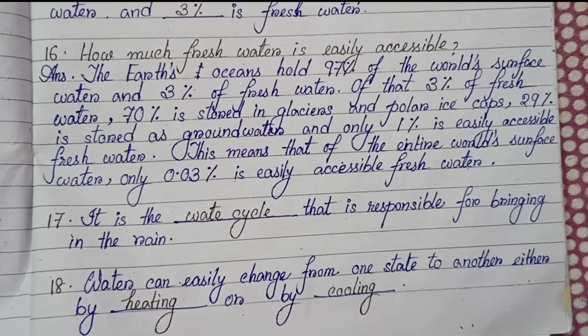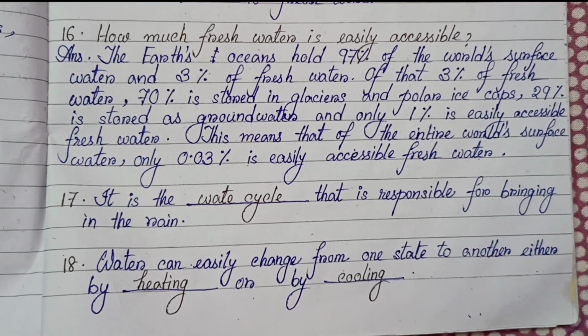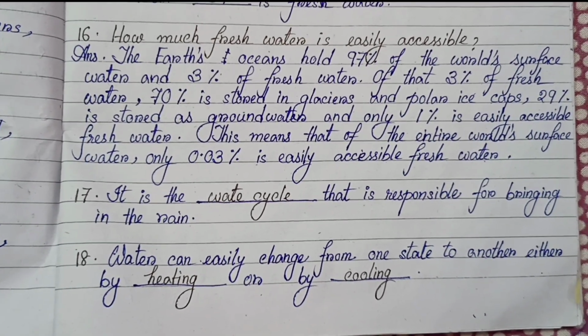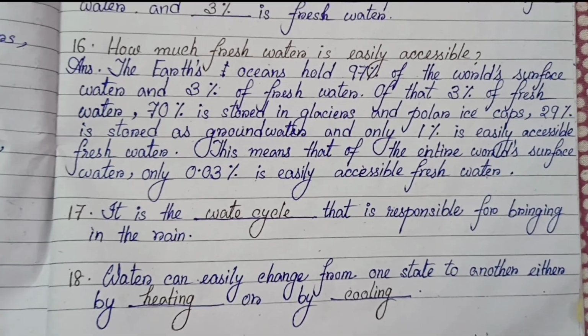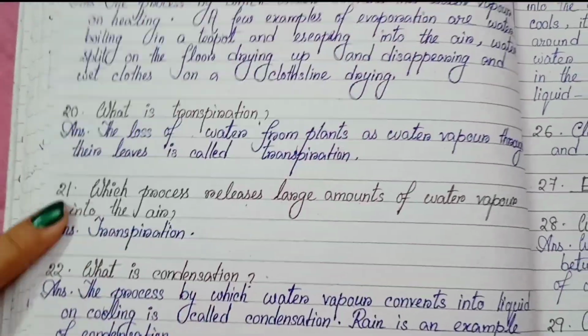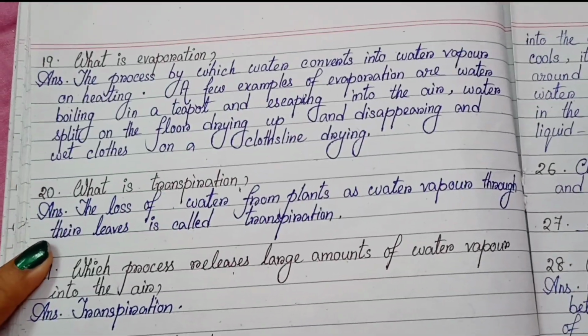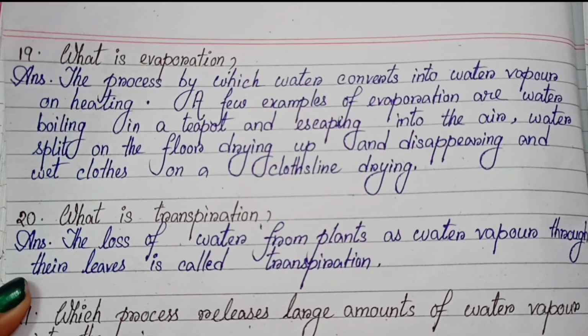17. It is the water cycle that is responsible for bringing in the rain. 18. Water can easily change from one state to another either by heating or by cooling. Number 19. What is evaporation? The process by which water converts into water vapor on heating.